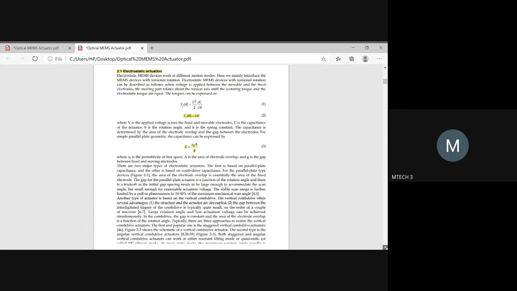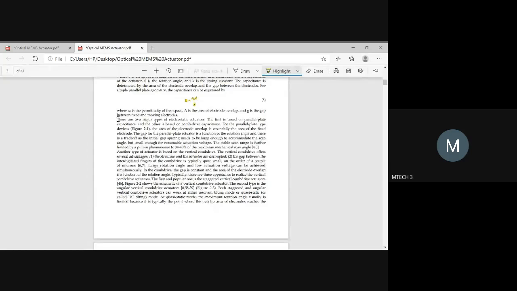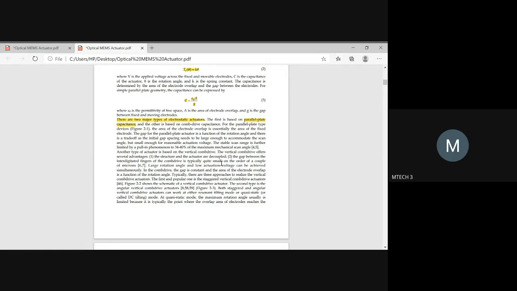So when we are speaking about electrostatic actuators, it again depends upon two types. First is based on parallel plate capacitance. Here you'll have two plates which will be electrodes, in which one will be fixed and one will be moving, but both will be arranged in parallel. What is the second one? The second option is the combo drive capacitance. So you have both types here.